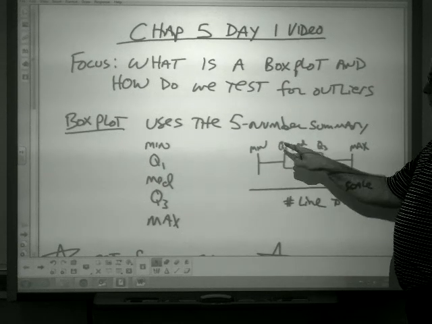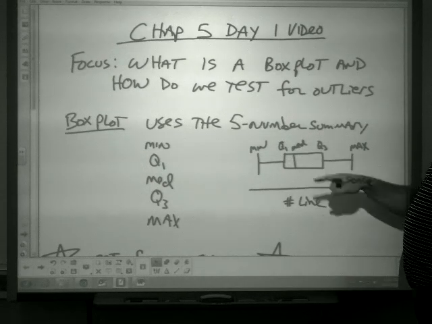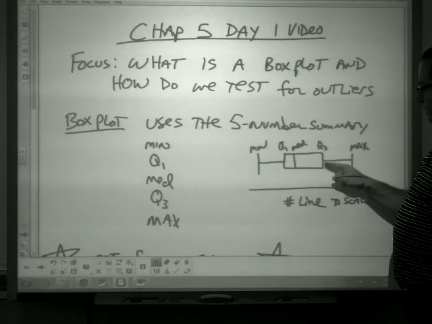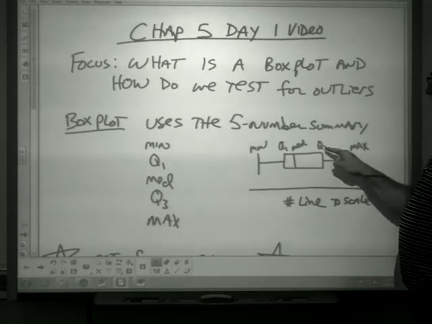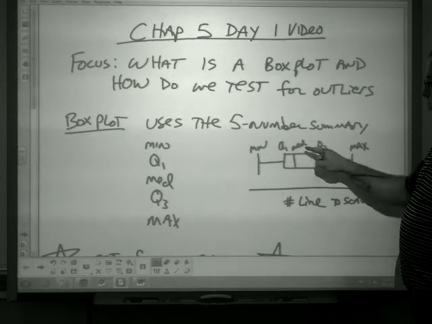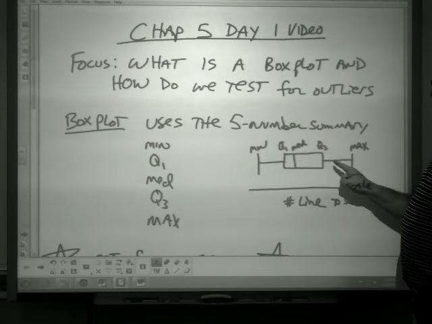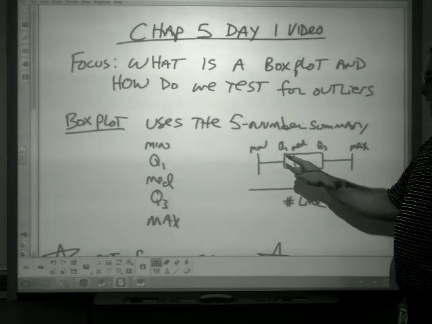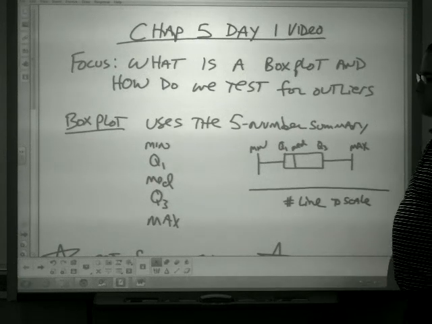You lay out the minimum. You lay out Q1. You lay out the median. Who knows where it's going to lie in here? You lay out Q3. You lay out the max. And you draw a box from Q1 to Q3. And then a whisker from the center out to the max and the min. And there's your box plot.